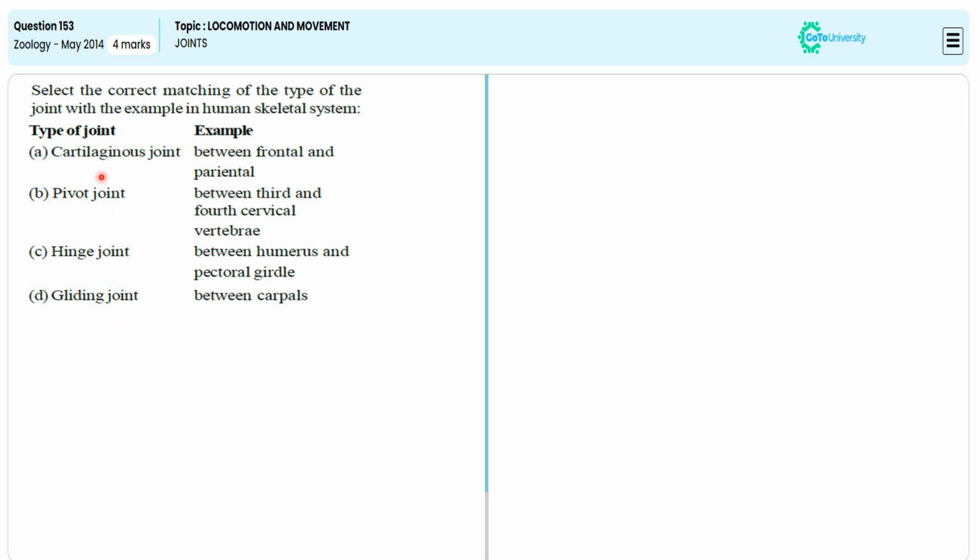Why are we avoiding option A? Because the cartilaginous joint we observe is exactly at the epiphysis of the bone as well as at the pubic symphysis area. So we are avoiding option A.